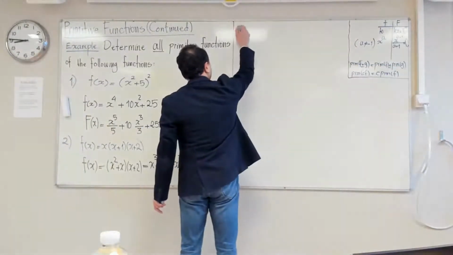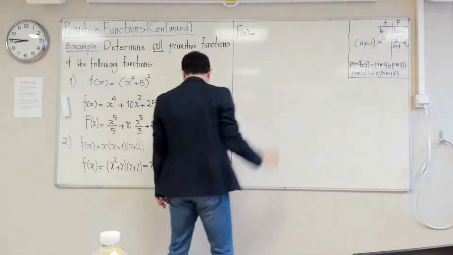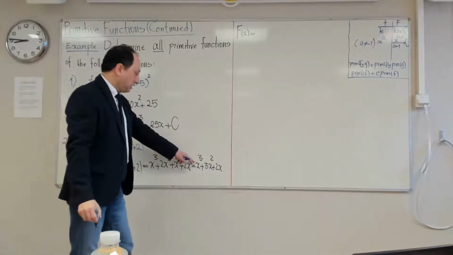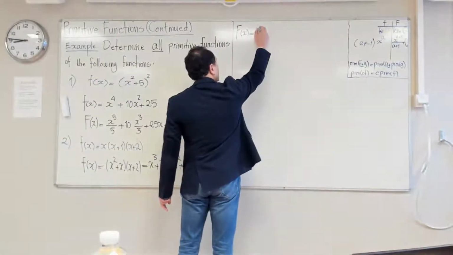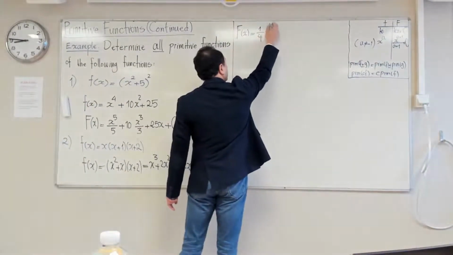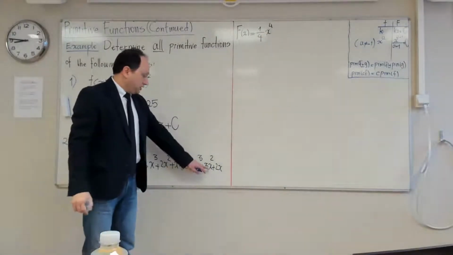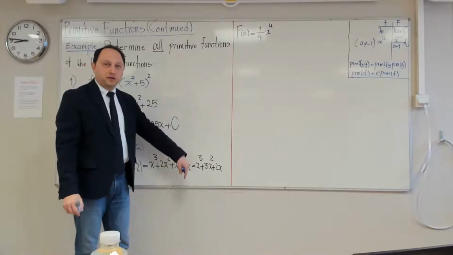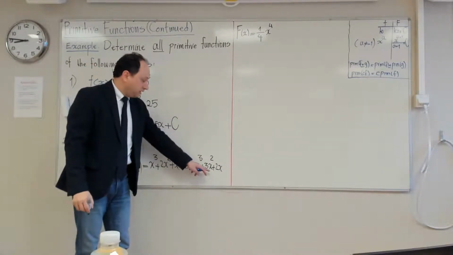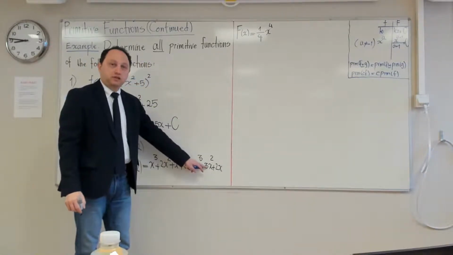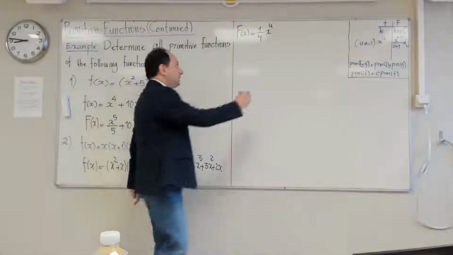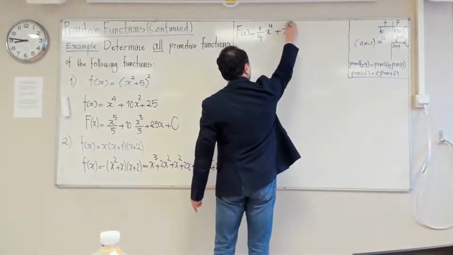Now I can write the capital F of x is equal to a primitive function for x cubed. Immediately in your mind, it becomes 1 over 4, x to the 4. Yes? And this one, you can do it in your head as well. x squared becomes x cubed divided by 3. But that 3 in the denominator will be canceled by this multiplicative constant 3 here. Yes? So you can just do it in your head. And then it becomes x cubed.